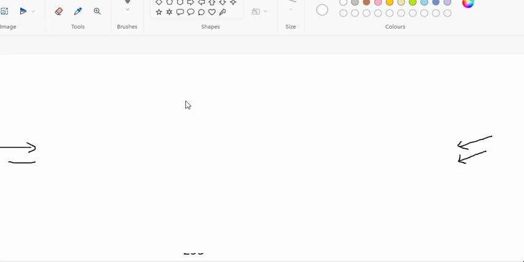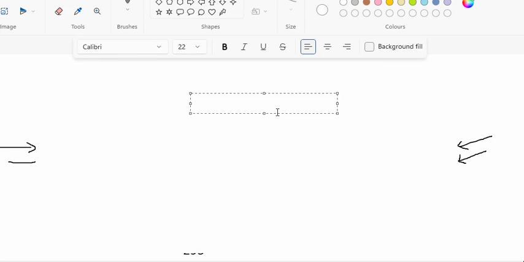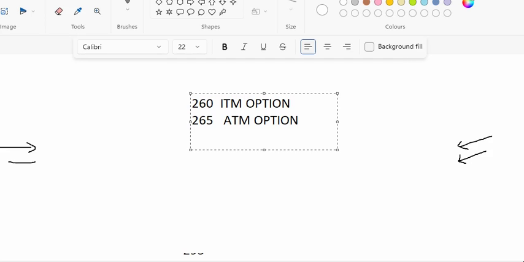Let's say ITC is at 265. We will call the 265 option the at the money option. What will we call 260? We will call it an in the money option, because it has already surpassed that particular point. That's why 260 on the call side will be in the money, and 270 will be out of the money.